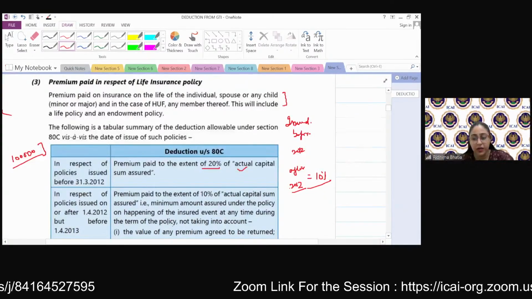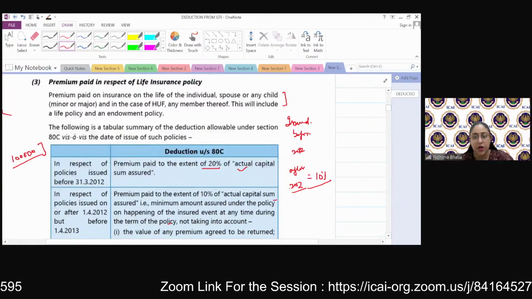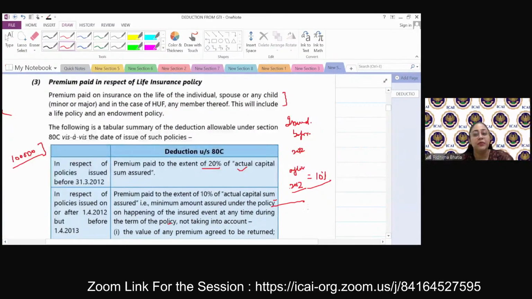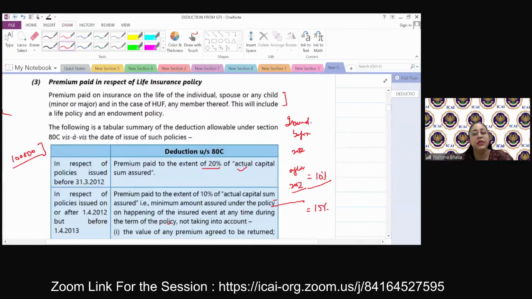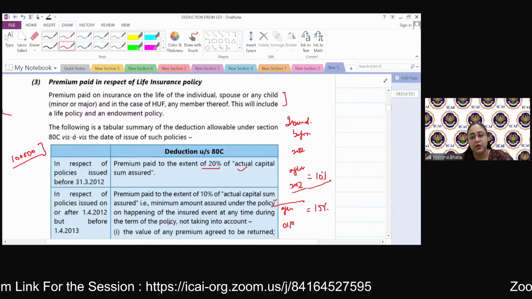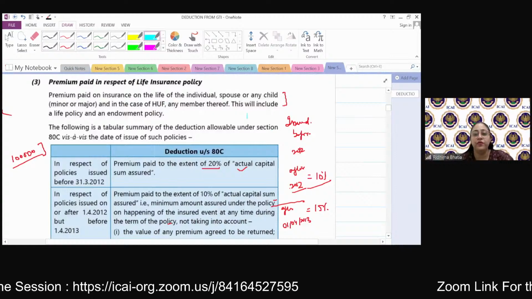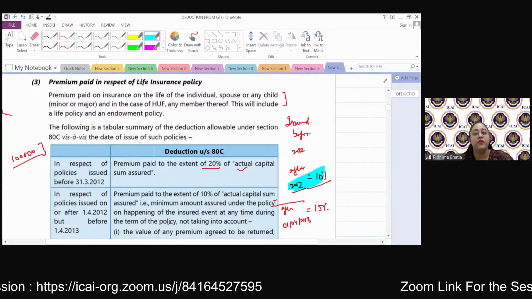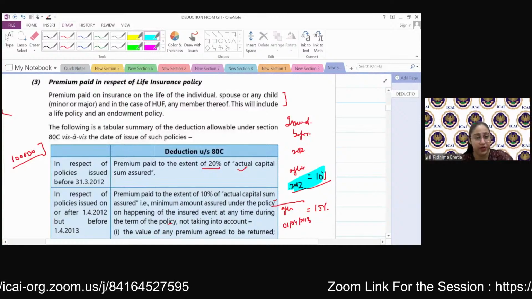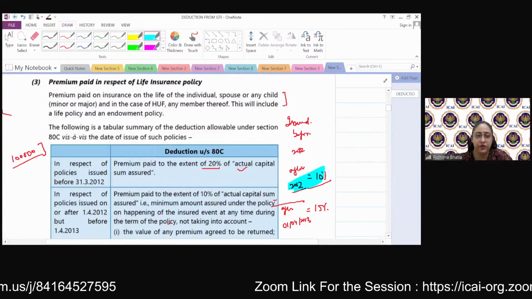But yes, if we are talking about a person with any disability or specified disease, for them, the premium cap is 15%, and that too for a policy which is issued after 1st April 2013. Mostly a question comes as a checkpoint of this for a policy which is issued after 1st April 2012. Then you have to make sure that 10% only would be allowed. This is very important and this is a checkpoint at a particular level of yours.